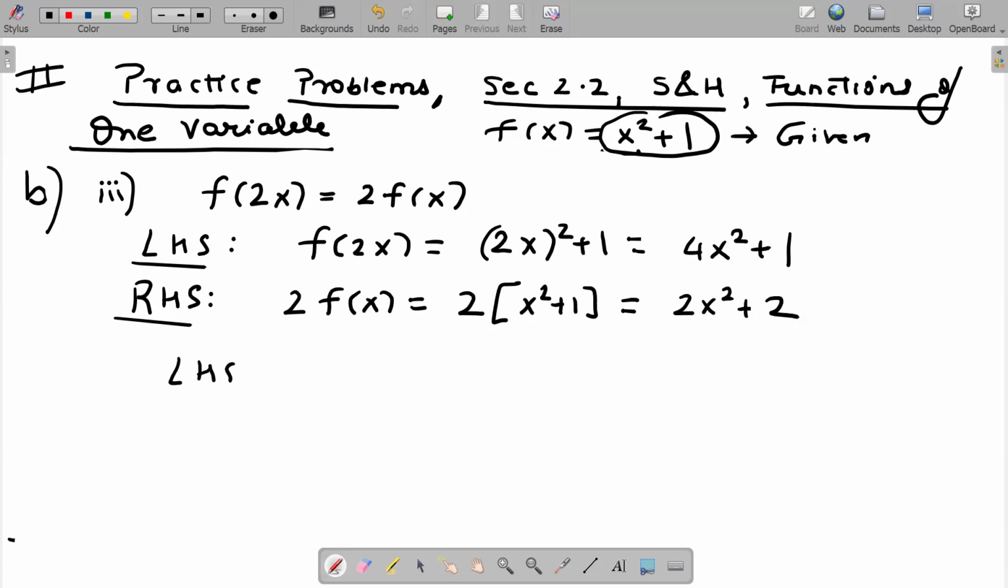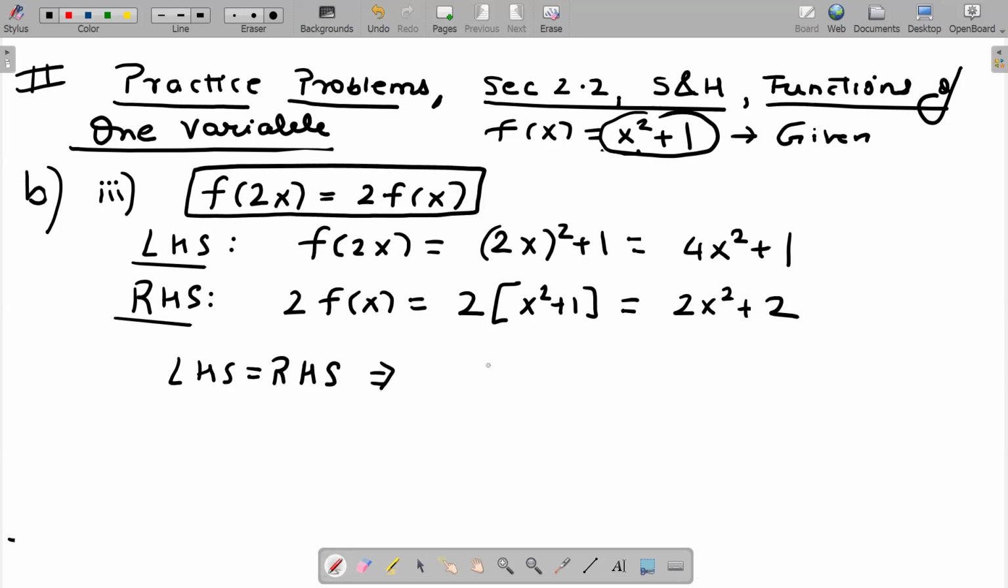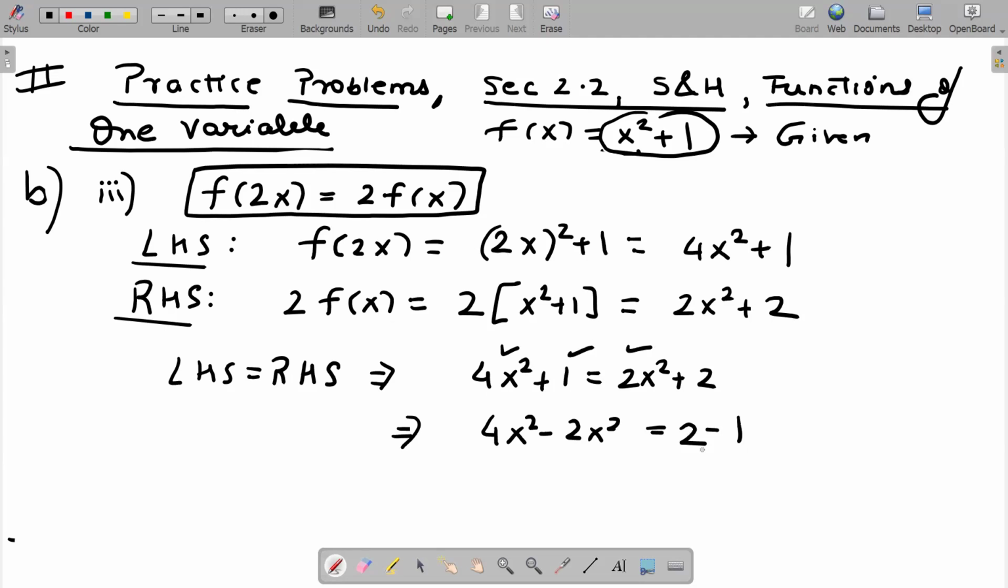When will LHS be equal to RHS? Because we want both to be equal. So this implies LHS is 4x squared plus 1. RHS is 2x squared plus 2. I can write this as 4x squared minus 2x squared equals 2 minus 1. So I get 2x squared is equal to 1. So x squared is equal to half, which implies what is x?